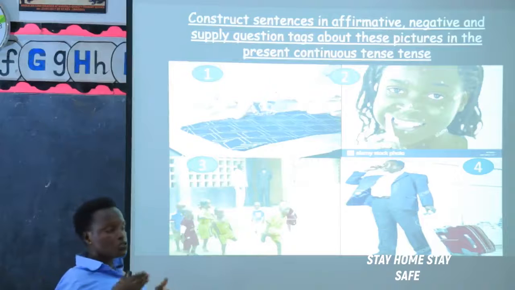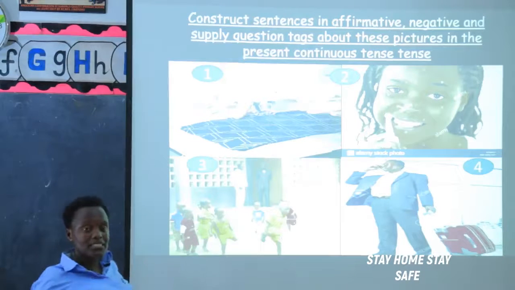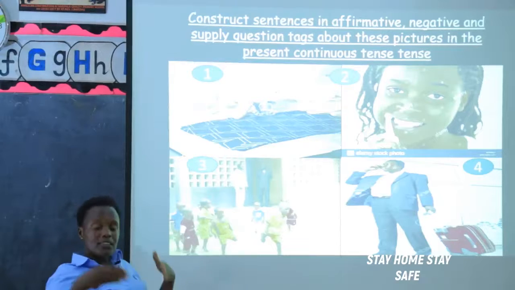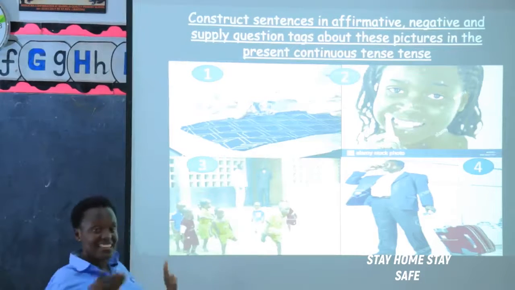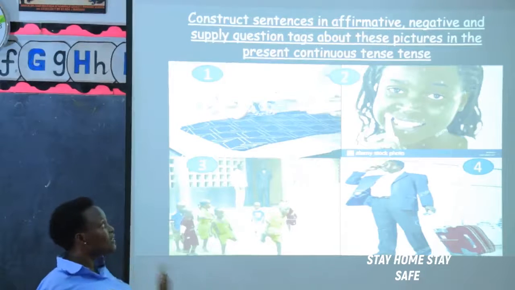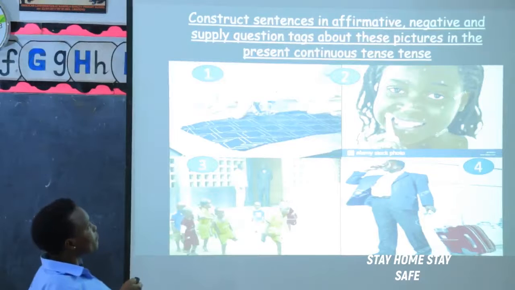Then we are going to ask two types of questions: the negative questions and the affirmative questions. That is, the affirmative interrogative sentences and the negative interrogative sentences. So let's look at our first picture.